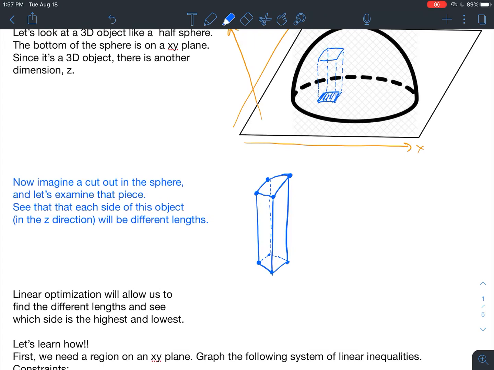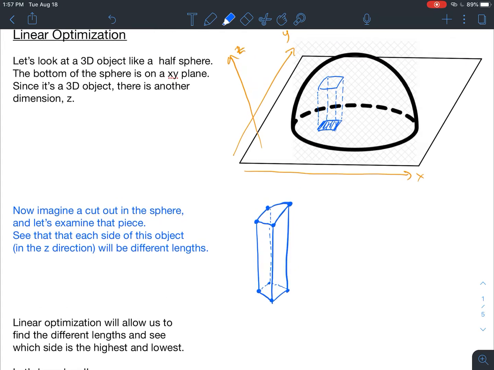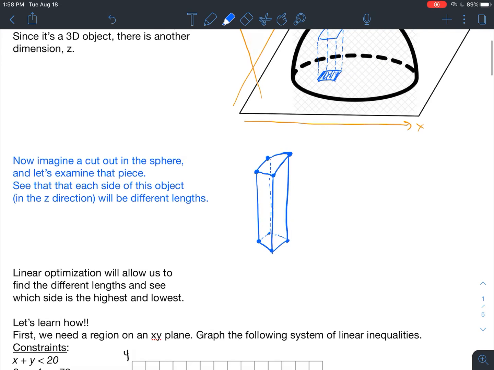Now, since it's a sphere, and it gradually goes up like that, that means that where these corners are, they're actually at different heights from the XY plane, from the piece of paper, or the plate you might say. So those legs are at different heights. So what we can do with linear optimization will allow us to find the height of each of these legs right here. All four of those legs. So that's a pretty cool idea if you think about it.